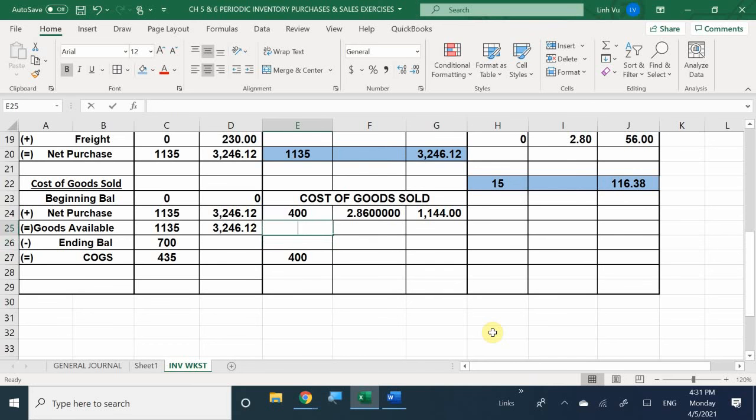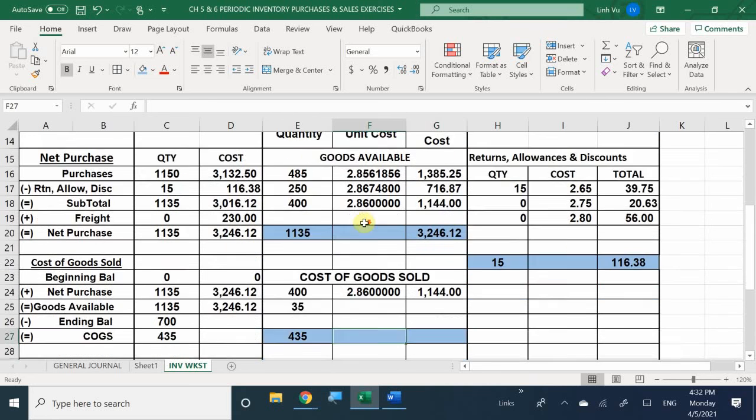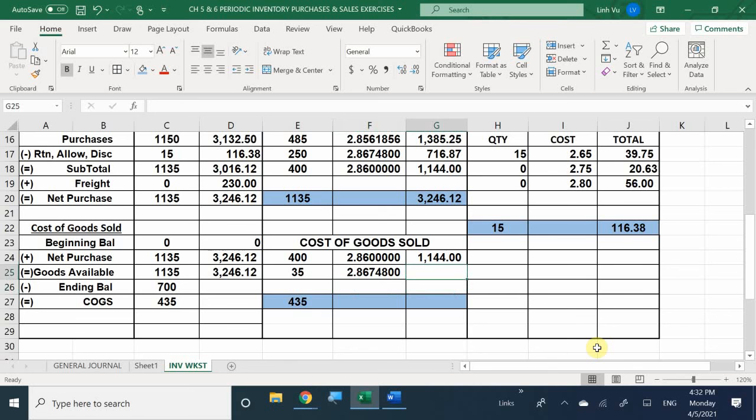So 35. Now, which batch am I going to take it out from? The 250. From the 250, yes. So what's my cost per item going to be? We're going to pull that information from right above. This one, because it's complicated numbers, we're going to have to equal round this one.